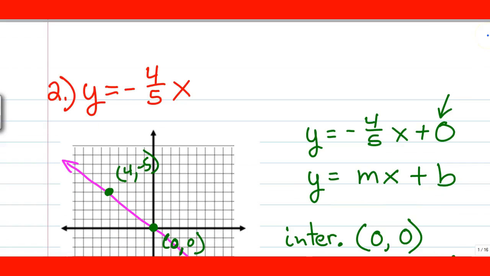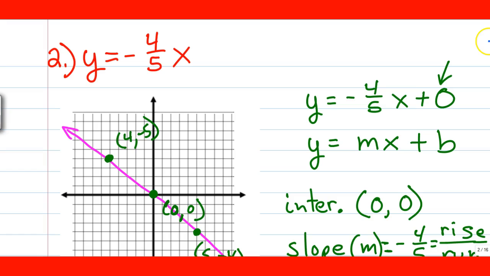On question number 2, we have the equation y equals a negative 4/5 x. Whenever we have the situation where we have a 0 value where the b would go, this means that our line is going to cross at the origin, or 0, 0. So I can immediately come in and put a point here at the center and label it. Now again, I can use the slope to find other points on the line. Here I've got a negative 4/5 for my m.